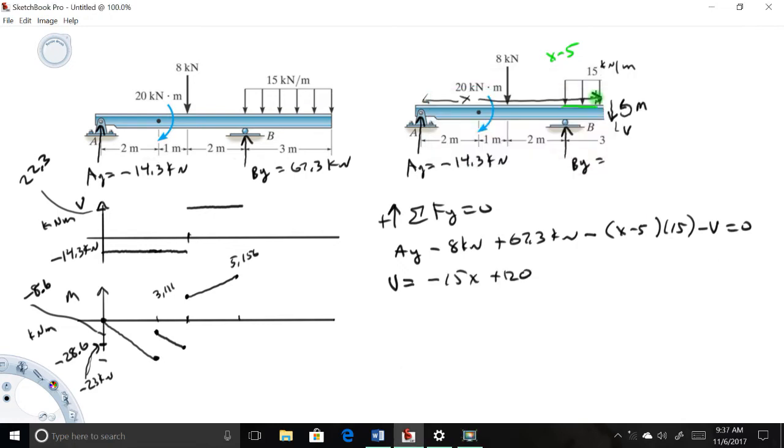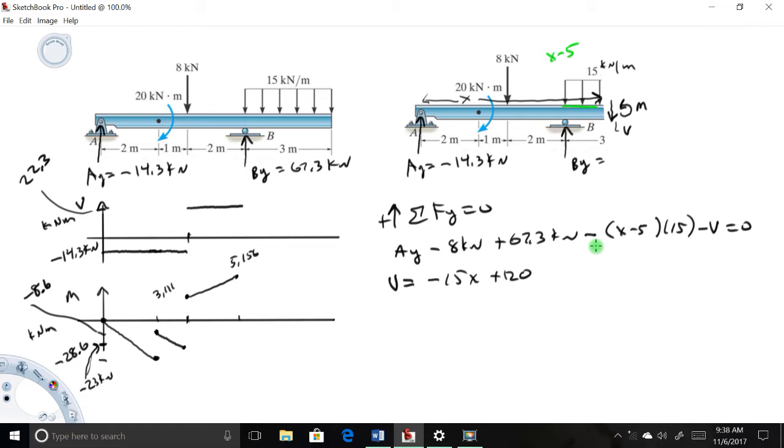Okay, so I'm back, did a little bit of work. Now, all we've done from this line to this line is just simplified stuff, like here's this minus 15x right here. And then the 120 is just coming from adding negative 14.3, don't forget that's minus 14.3, minus 8 plus 67.3, and then this product is plus 75, and here's our shear function.